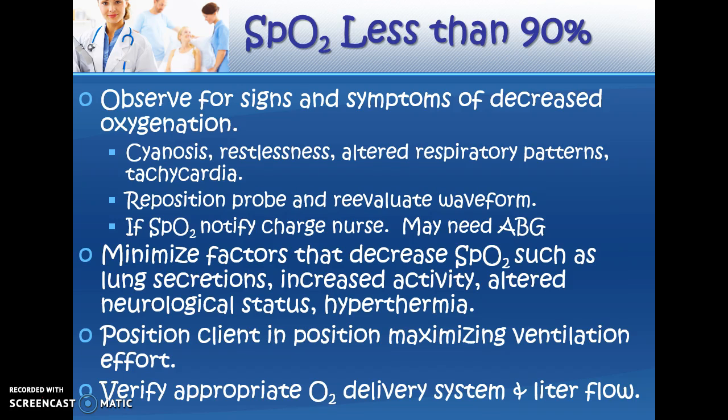Position the client in a position that maximizes ventilation effort. So we want to make sure that we're sitting them up. If they have a lot of lung secretions, remember that we want them elevated so that they can get maximum use of their lungs. Verify the appropriate oxygen delivery system and liter flow that's ordered. That's very important to make sure that they're getting the right amount of oxygen as well.